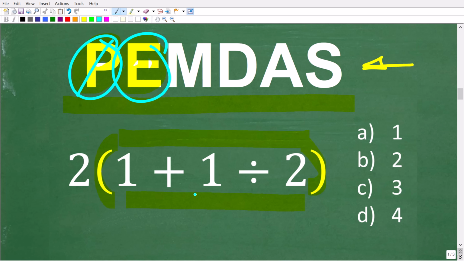And the answer is no. Okay, so I don't see any powers, things like 2 squared or 3 to the 4th power, so we can move on to the next thing. All right, so what is the next thing?